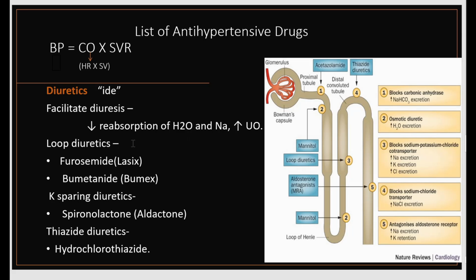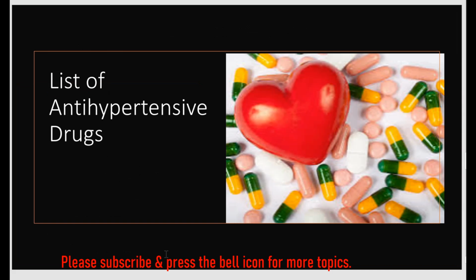Here are examples of different types of diuretics. Loop diuretics act on the loop of Henle. Examples: furosemide, Lasix, or bumetanide, Bumex. Potassium-sparing diuretics. Example: spironolactone. Next is thiazide diuretics. Example: hydrochlorothiazide. So today we saw different groups of antihypertensive drugs.